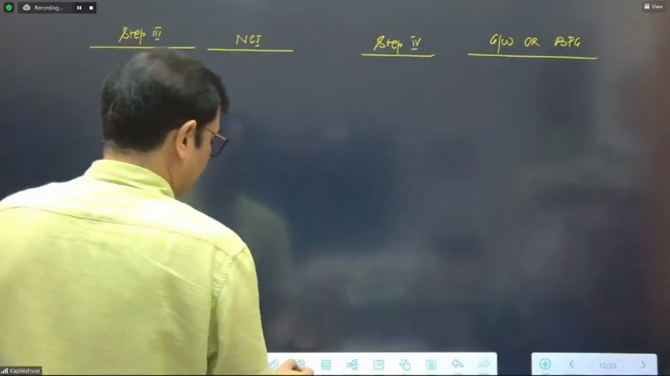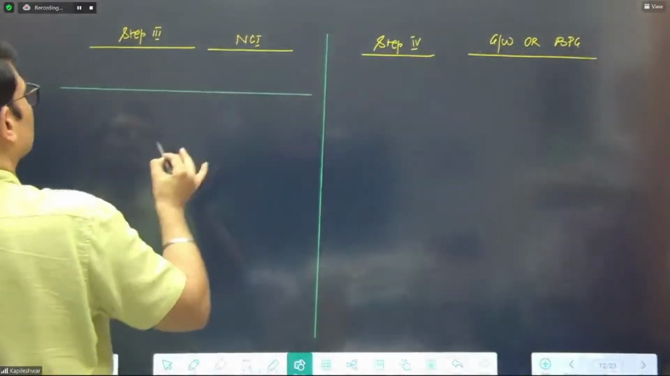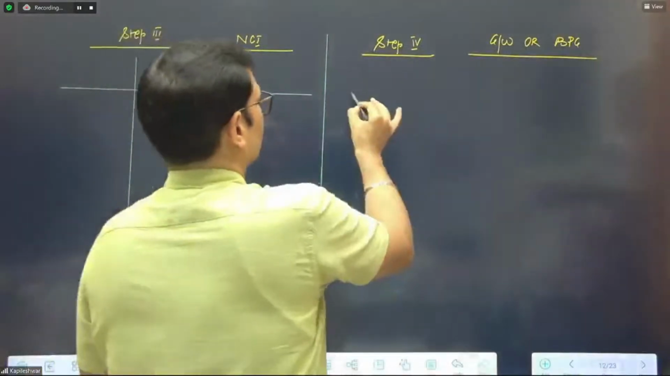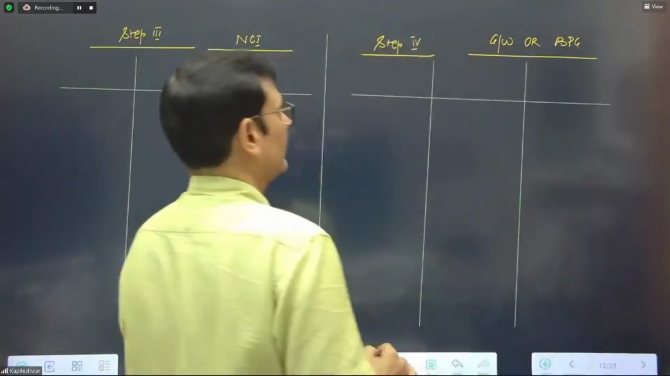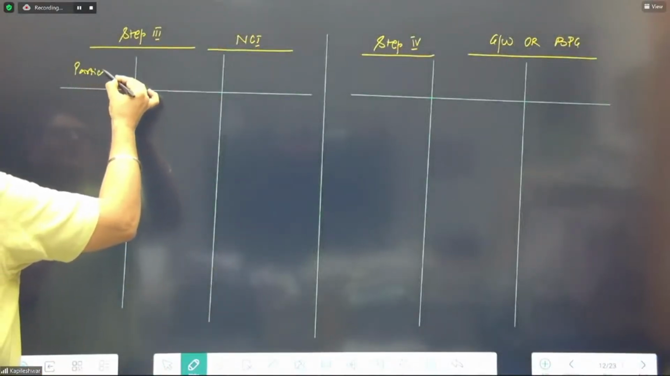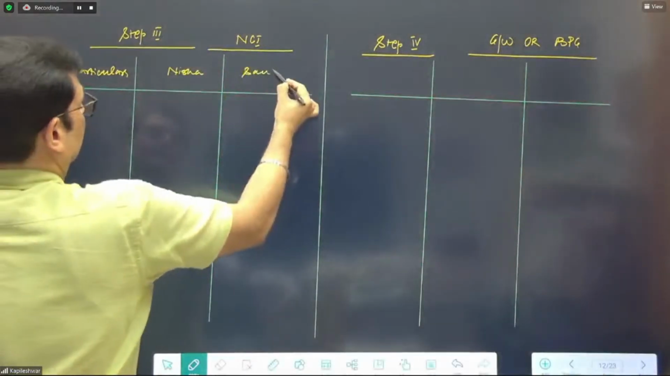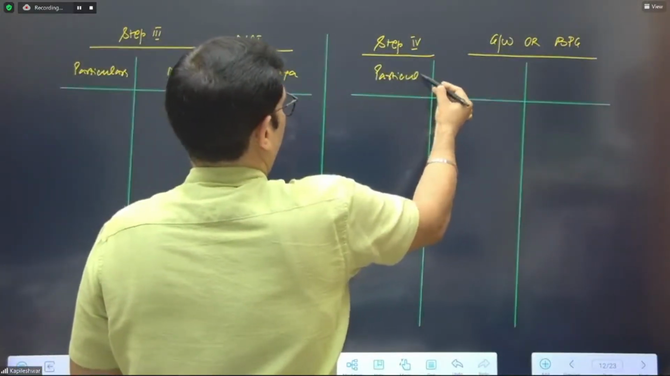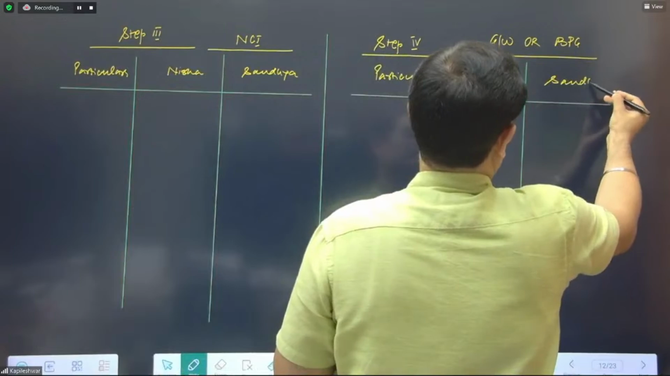So let's organize the data. We're going to take the columns for particulars, then we'll take Nisha and Sandhya. Here again, let's take the columns for particulars and get Nisha and Sandhya, and let's organize the data. So this is particulars, then this is Nisha, and then this is Sandhya. Then again particulars, Nisha, and Sandhya.